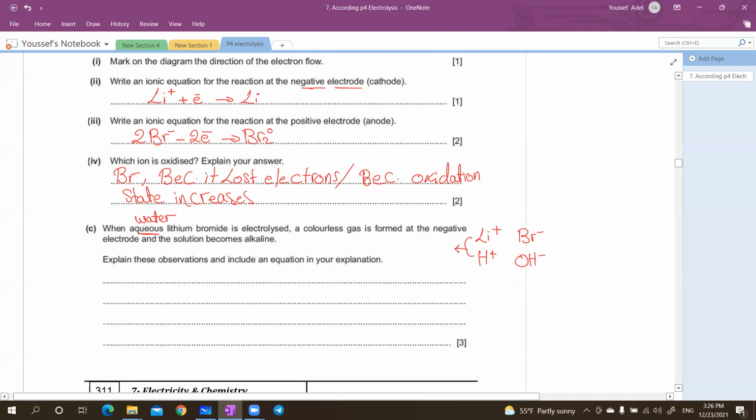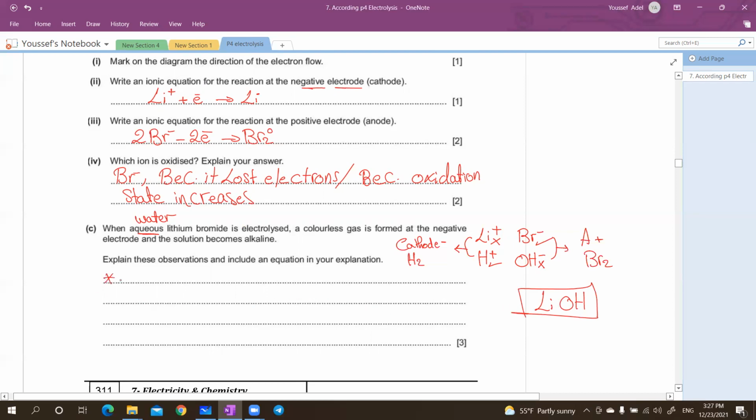Lithium and the H plus will be attracted to the cathode, the negative electrode. And the one that will be discharged is the H plus because it is less reactive, forming hydrogen gas. Lithium ion will not be discharged. Br negative and OH negative will be attracted to the anode. The one that will be discharged is the Br minus because it is the halogen. The OH will not be discharged, forming bromine gas at the anode. The ions that are not discharged, the lithium and the hydroxide, will remain in the beaker. So this is alkaline solution, lithium hydroxide.